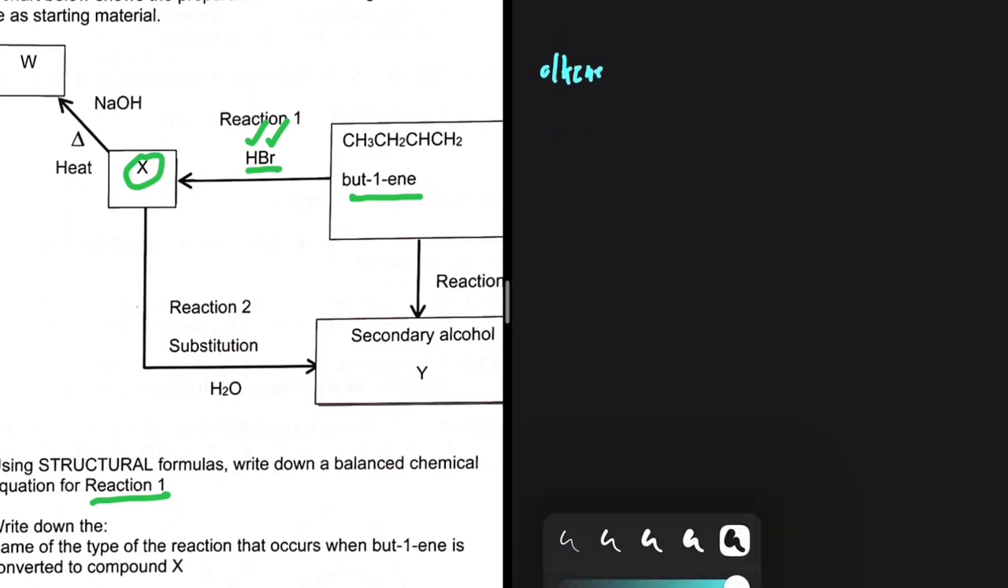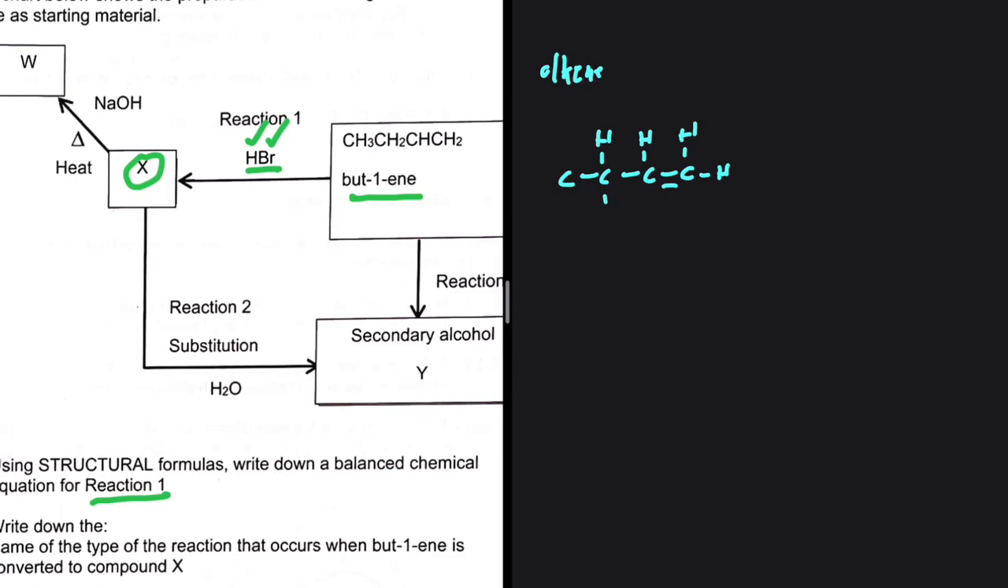We are starting with but-1-ene. So that is 1, 2, 3, 4. And on the first carbon, we have a double bond. So now it's just a matter of filling out the hydrogens. Let's go ahead and do that and see where we end up. Right, there we go. We have but-1-ene.